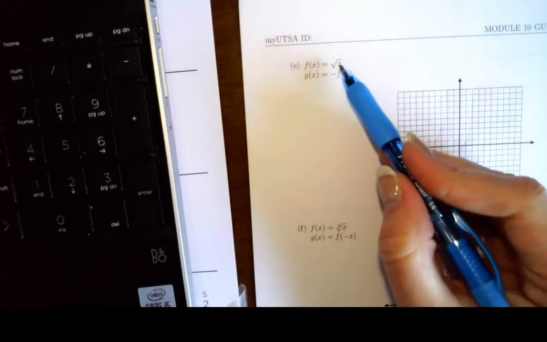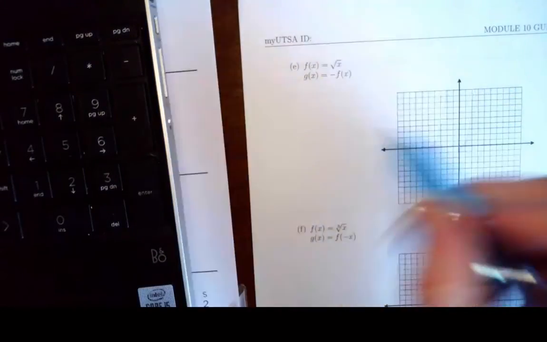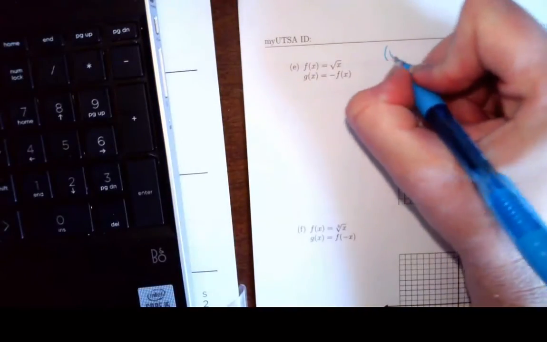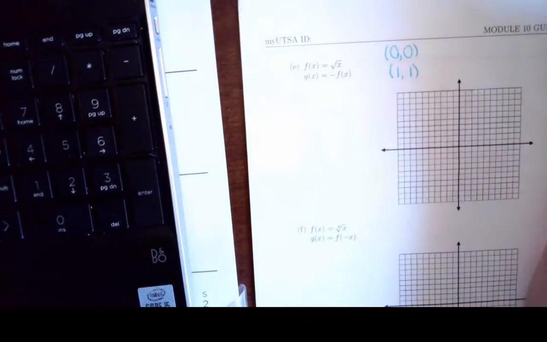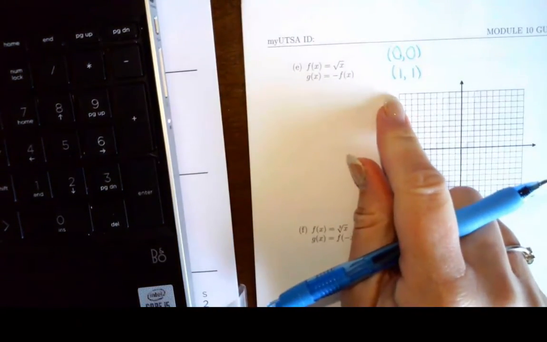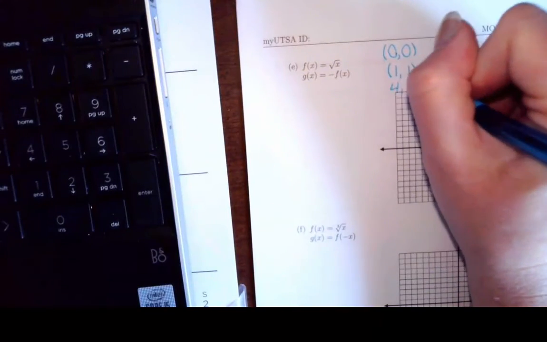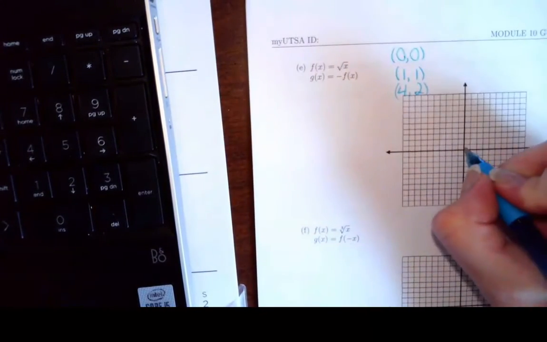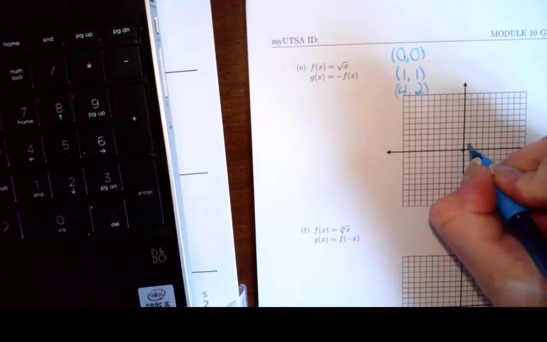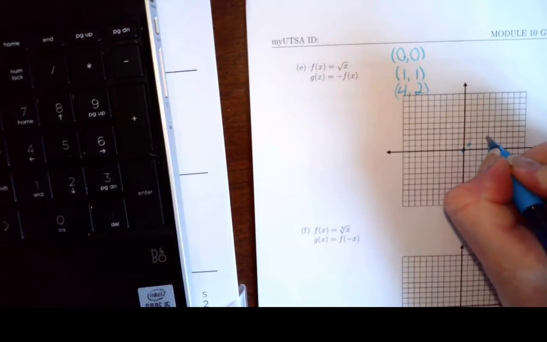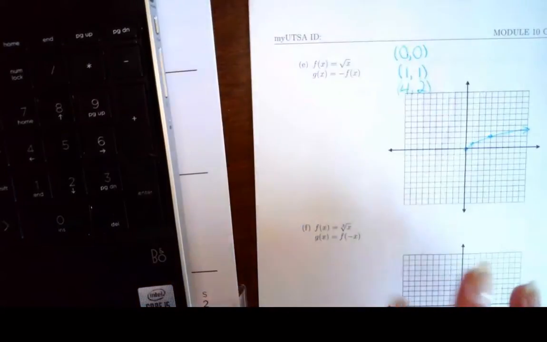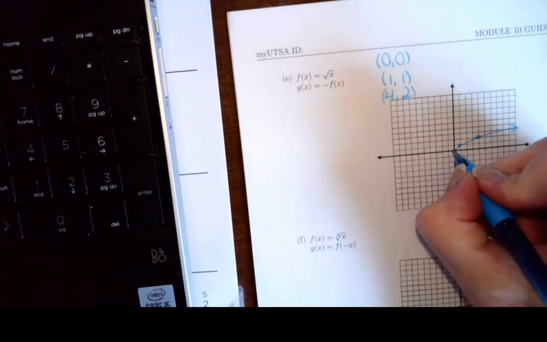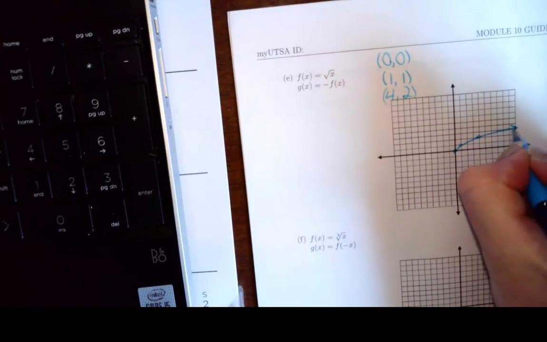So I'm going to start with 0 and move to the right. So if I shove in a 0, the square root of 0 is 0. If I shove in a 1, the square root of 1 is 1. If I shove in a 4, the square root of 4 is 2. So I've got this point, and then if I move over to 4, I'm at a 2. So there is my function. It's only in quadrant 1, and that is what it looks like.